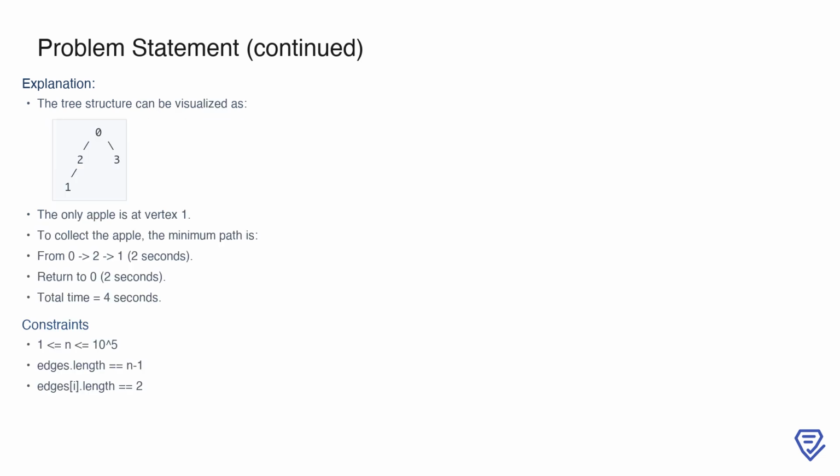In the third example, the tree is smaller, with n equals 4 and edges [0,2], [0,3], [1,2]. The hasApple array is false, true, false, false, meaning the only apple is located at vertex 1. Visualizing the tree, vertex 0 is the root, and vertex 1 is a leaf node connected through vertex 2. To collect the apple, we start from the root, go to vertex 2, and then to vertex 1, taking 2 seconds. After collecting the apple, we return to the root in another 2 seconds. The total time required is 4 seconds.